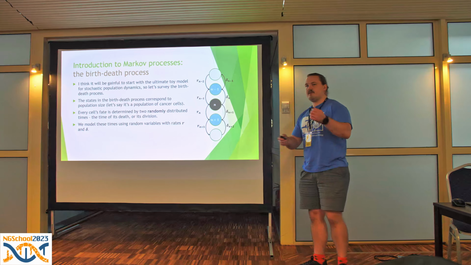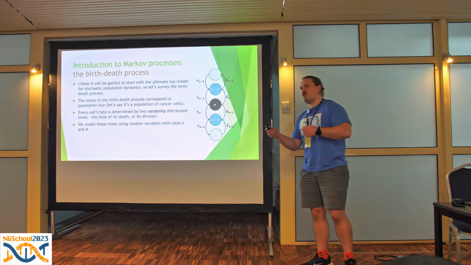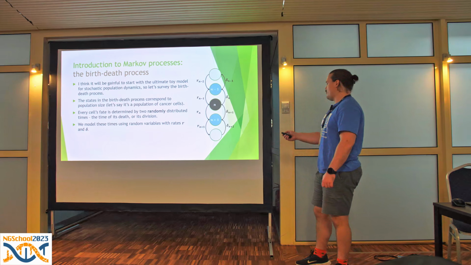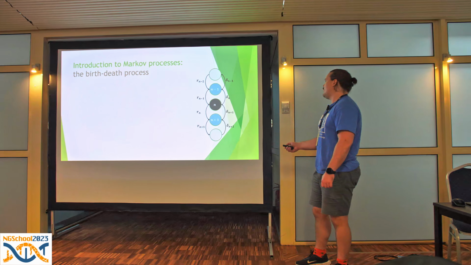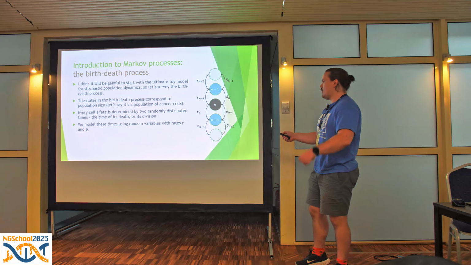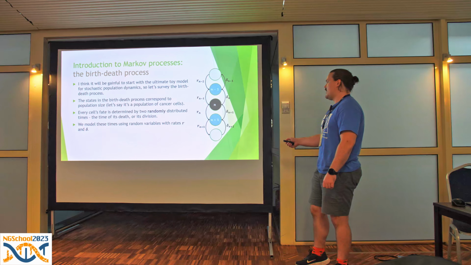So we generate 2 random numbers, check which one is the smaller, and if the death number is the smaller one, then we will jump up the chain to a population size of n minus 1. And if the birth number is the smaller one, we will jump down the chain from a population size of n to a population size of n plus 1.